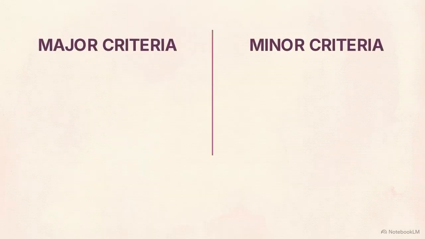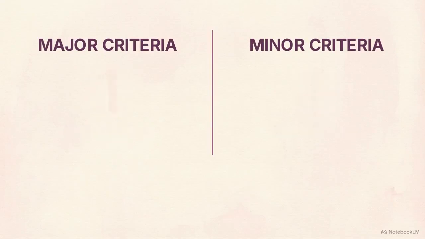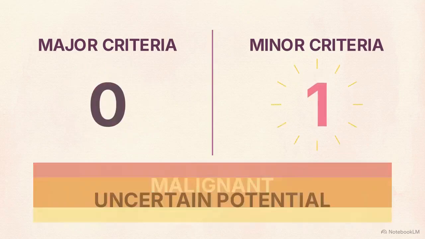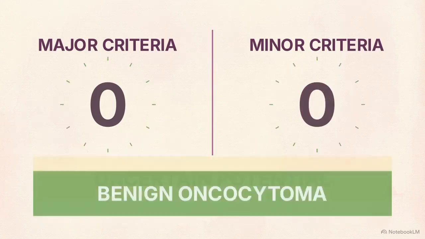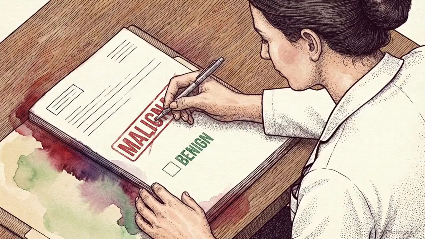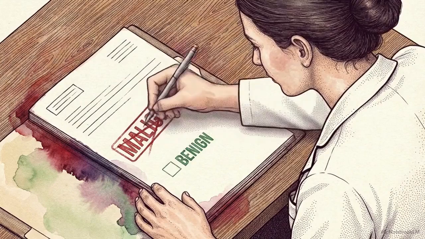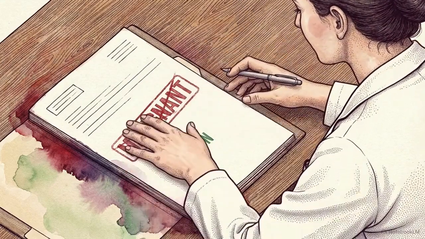The Lin-Weiss-Bisceglia system corrects this error by separating features into 2 categories. Atypical mitoses are major criteria. Tumor necrosis is minor. Under LWB, just 1 major criterion equals malignancy. 1 minor indicates uncertain potential. 0 features classifies it as a benign oncocytoma. By deploying the LWB criteria, clinicians account for morphological mimicry, protecting the patient from overdiagnosis and unnecessary aggressive treatments.